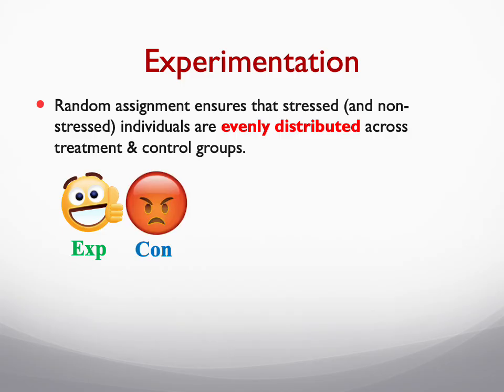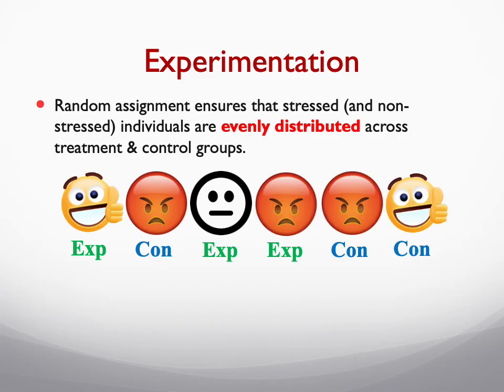Second person comes in, maybe this is a very stressed individual. I'm going to do the same thing. I'm going to flip a coin, heads or tails, heads going to the experimental group, tails going to the control group. In this case, they get tails, and so they're going into my control group. I'm going to keep doing this for each individual that comes into the lab. No matter how stressed they are, it's going to be a flip of the coin. Is it heads or tails? Do you go to the experiment or do you go to the control?